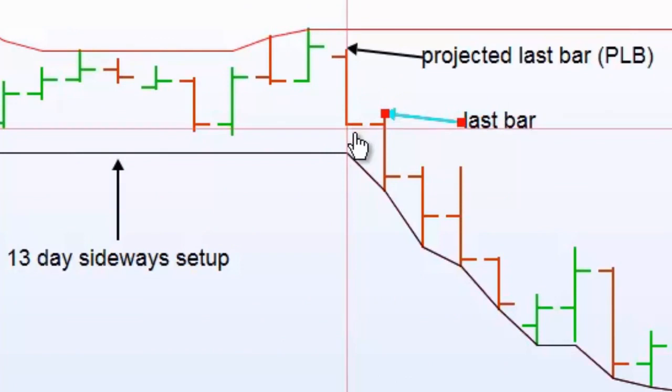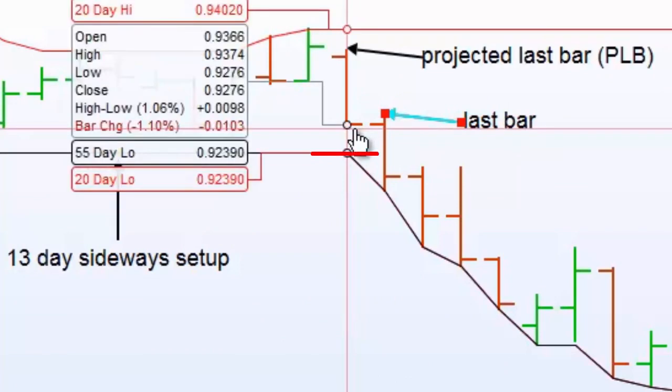So at the end of the day, you would have placed your order to sell on a break of this low. If you look to the left of the cursor, you would see that's 0.9239. And you'll buy at the high of the day, which is the projected last bar, at 0.9374, which you could see to the left of the cursor in the box. Okay, we have a rising ADX down below. You can see that blue. And you would sell on a break of this 55-day low.